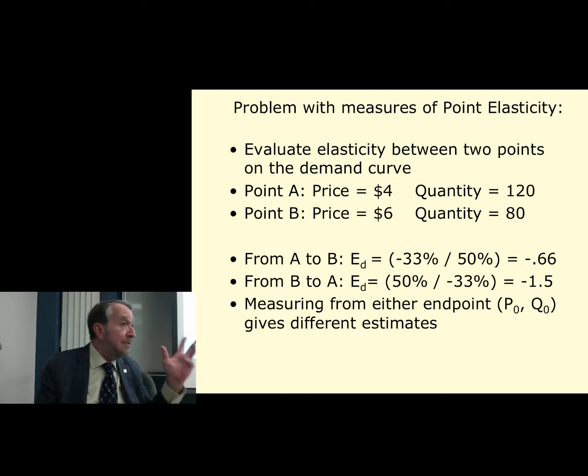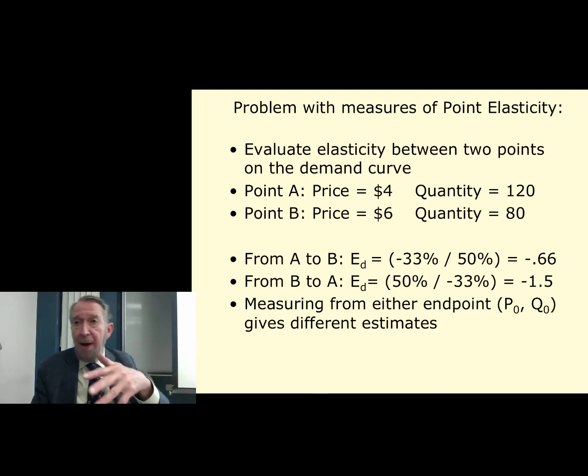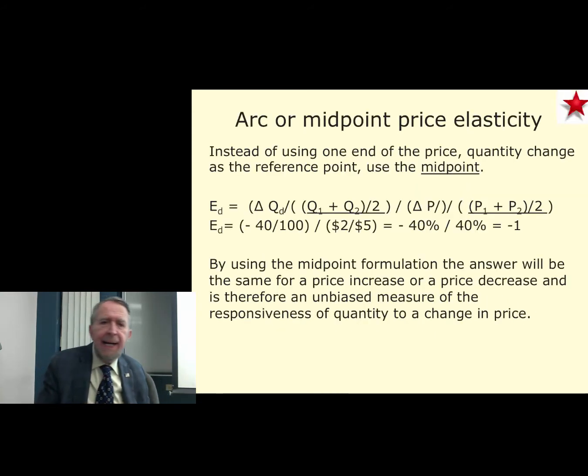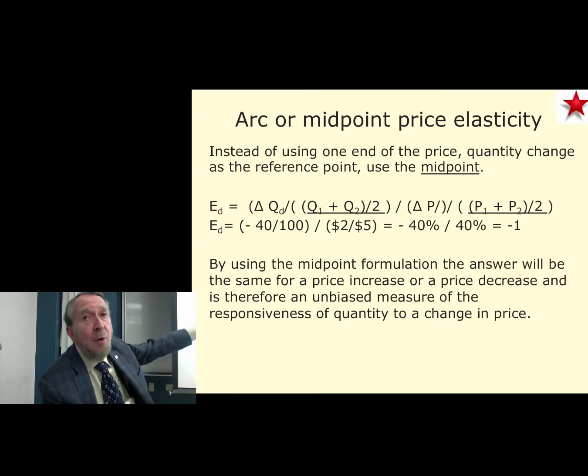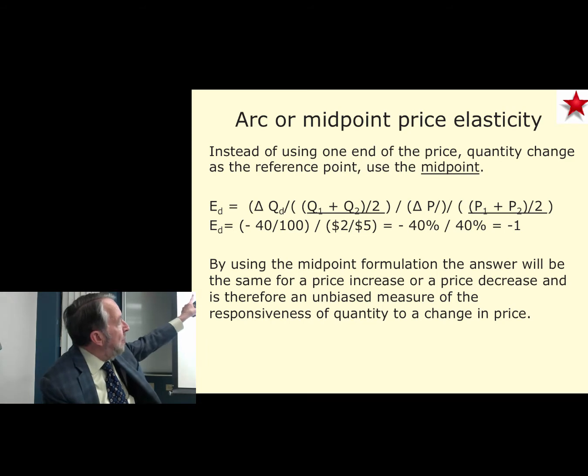And then if you go the opposite direction, start at B and go to A, then the reference quantity would be 80 and the change in quantity would be 40, which would give you 50% in that way. So measuring from either endpoint biases the number. And so the way economists solve for that is to calculate what is called the arc elasticity or midpoint elasticity of demand. And what I've done is, you can see, instead of dividing by the beginning quantity, I've divided the change in quantity by the midpoint between the two quantities.